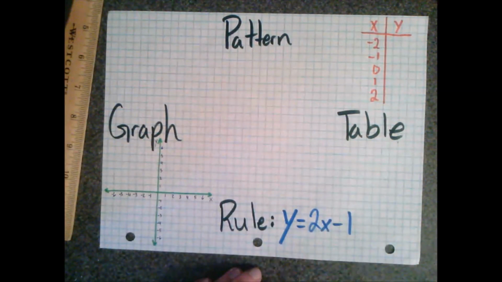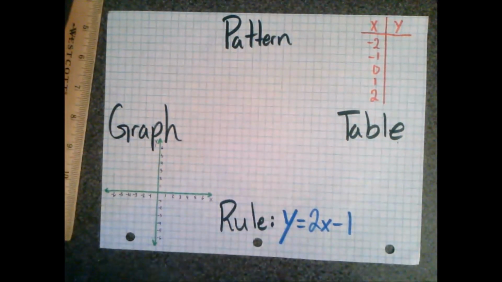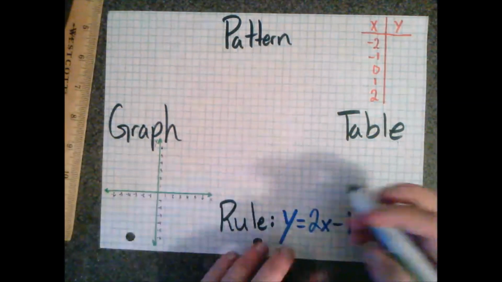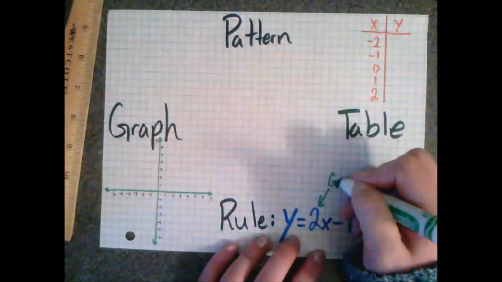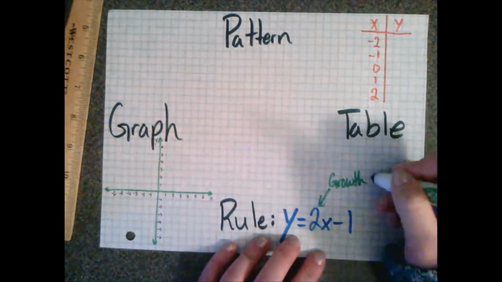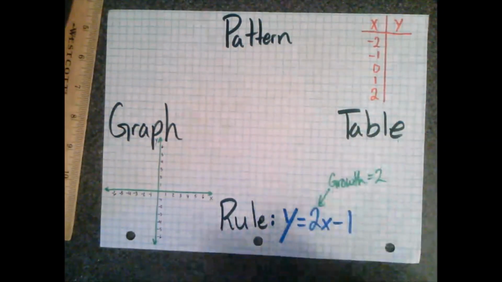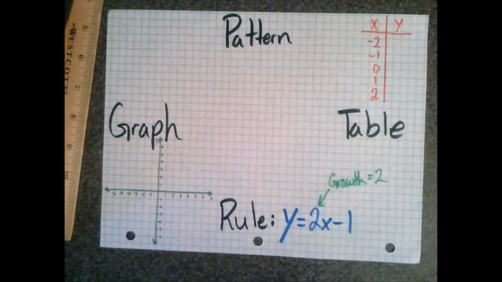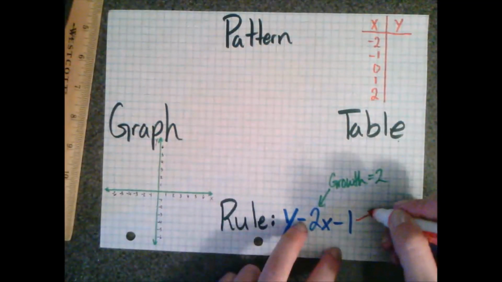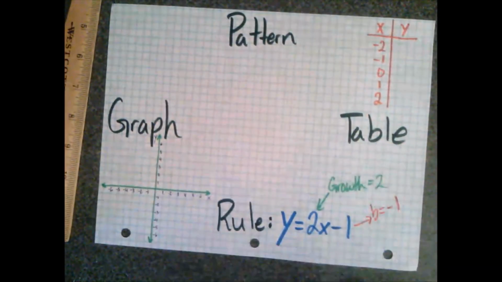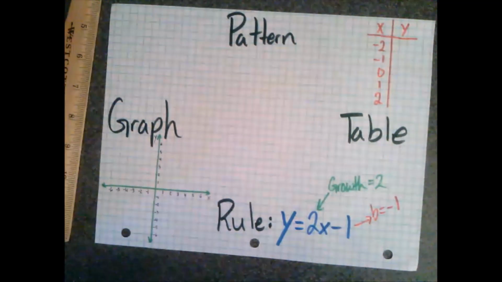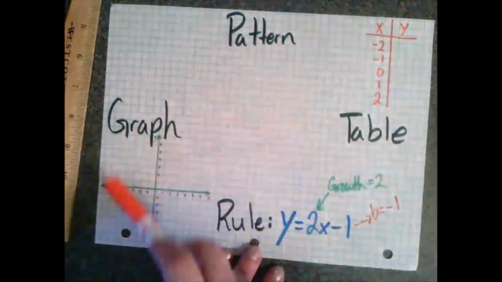So my rule here is, what's a good color? Let's go with a Christmas theme color, because it's Christmas. My growth here is two. Okay, and then we'll go with red. My beginning, I'm just going to abbreviate that to B, is negative one. I'm going to use these two pieces to build the rest of this.